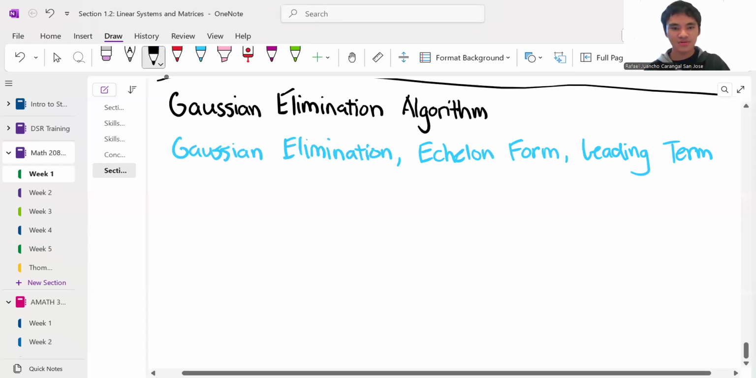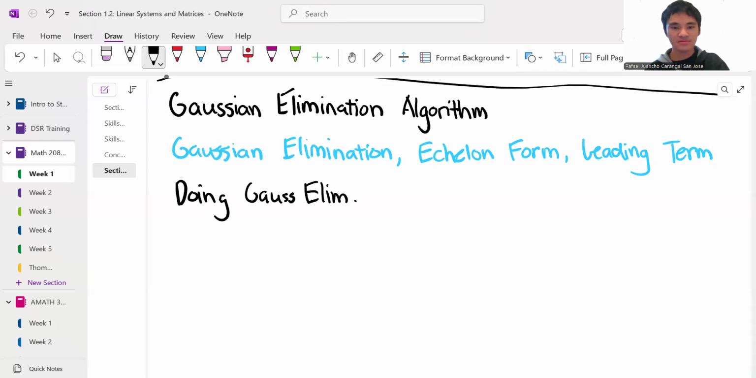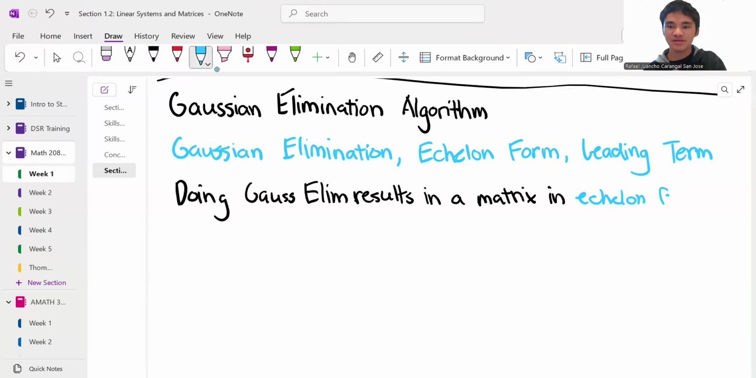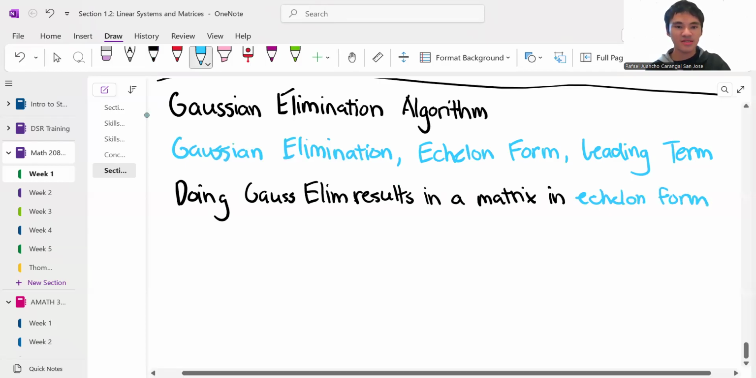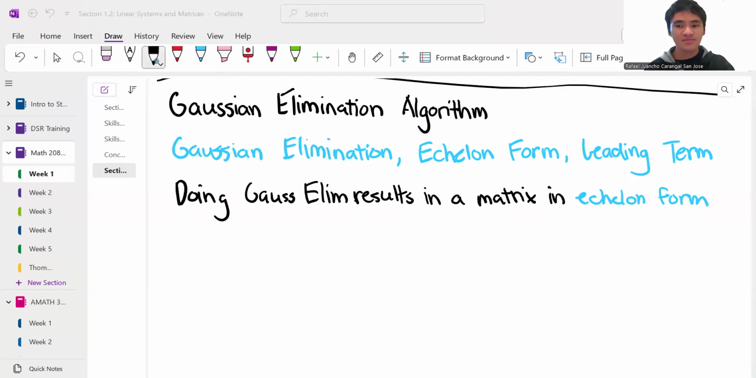So doing Gaussian elimination results in a matrix in echelon form. Bottom line, that's what that means. And there are some properties.